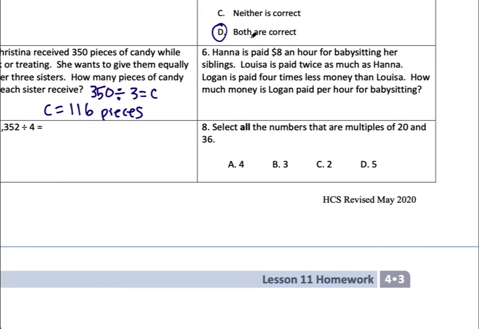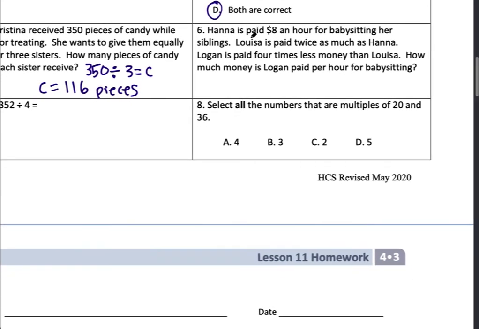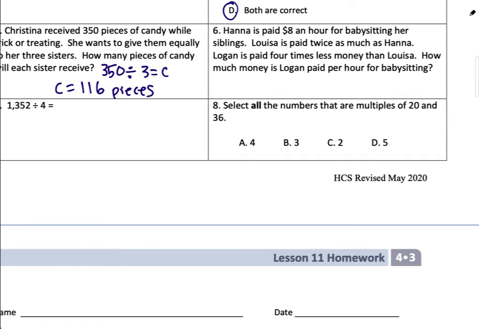Number 6. Hannah is paid $8 an hour for babysitting her siblings. Louisa is paid twice as much as Hannah. Logan's paid 4 times less money than Louisa. How much money is Logan paid per hour for babysitting?